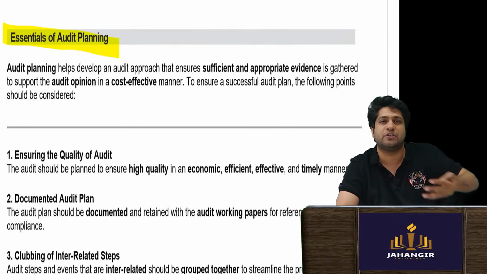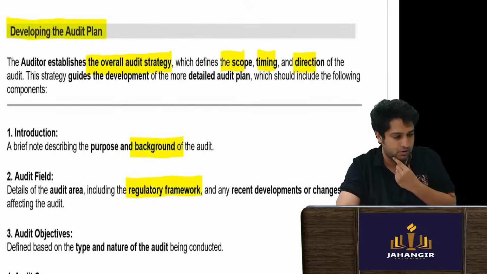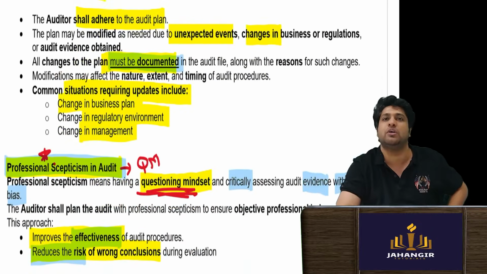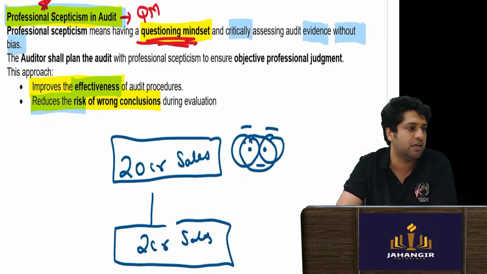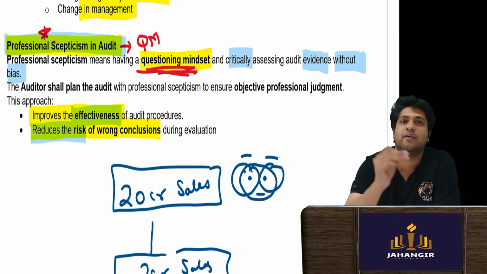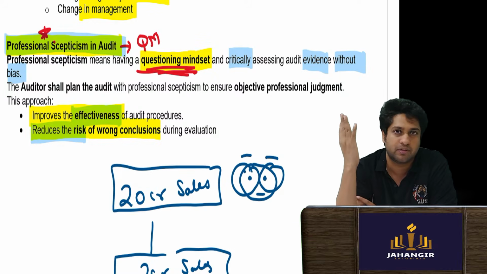What are the benefits of having a plan? You can write that. Everything is documented. Accountability can be set. Developing a plan: before making a plan, you need to do background research about the company. Extremely important. They use this word very repeatedly, and you also need to know professional skepticism.